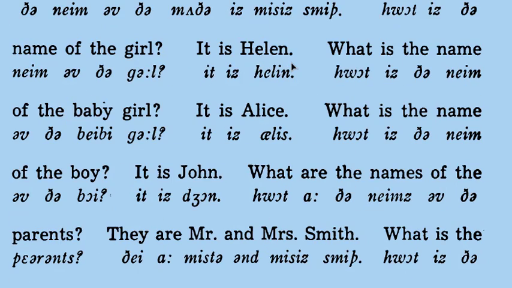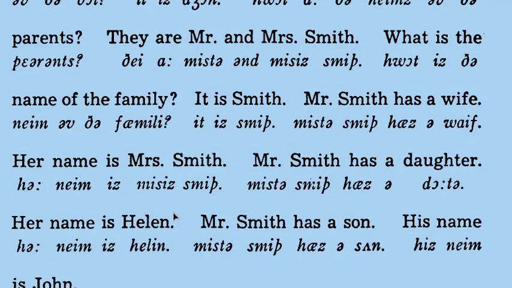It is Helen. What is the name of the baby girl? It is Alice. What is the name of the boy? It is John. What are the names of the parents? They are Mr. and Mrs. Smith. What is the name of the family?